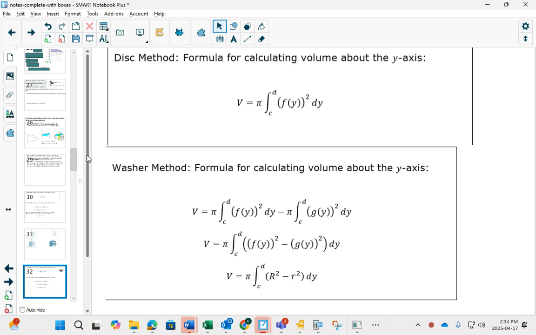So if it's around the y-axis, it's the same idea as around the x-axis. And this is where it's sometimes nice to use the R squared minus r squared idea, because it's just what's my outer radius, what's my inner radius?